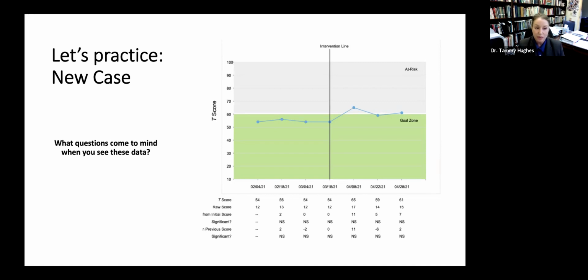So again, these two cases are really just to show you, and I know y'all know this already, but sometimes we spend a lot of time doing things that really aren't being effective. And sometimes, just because it's already written in an IEP, we can do things where folks don't actually get better, and we really do need to make that adjustment in real time.